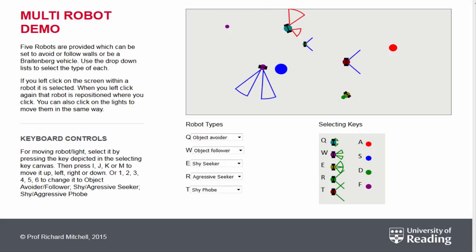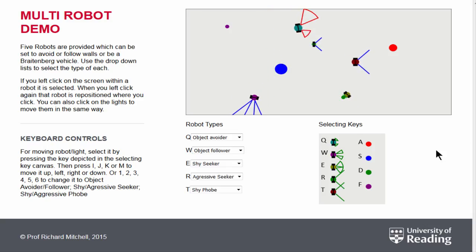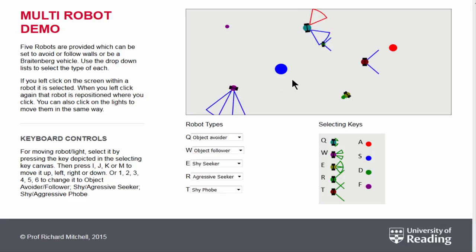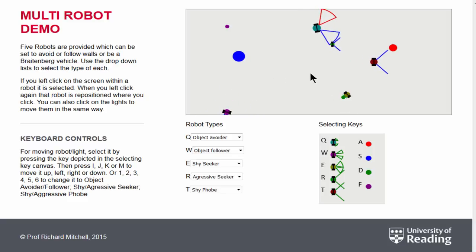The first example is one where you have a number of robots moving around, and you can click on one and move it to a different position or move its light. That's a simple interaction, and here the idea is just for you to observe different behavior.